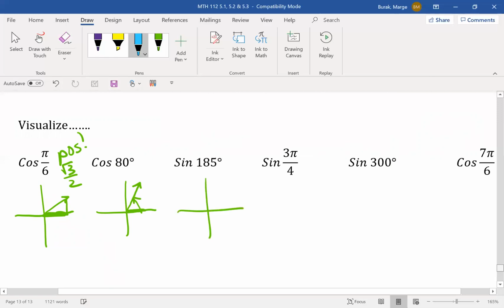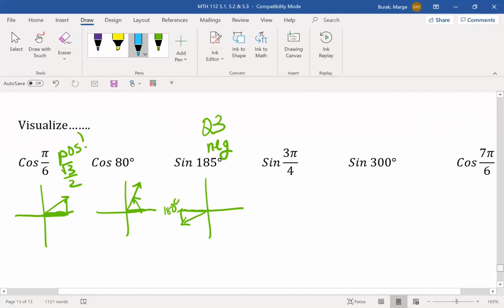Sine of 185 degrees. So first, where is 185 degrees? Well, here's 180, so it's going to be in quadrant 3. Is the sign positive or negative? Well, the cosine's negative and the sine is negative. So we just want to visualize that it's in quadrant 3, and it's got a negative sign.